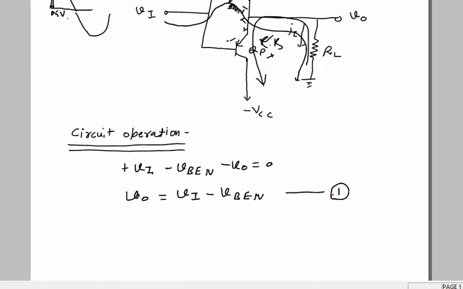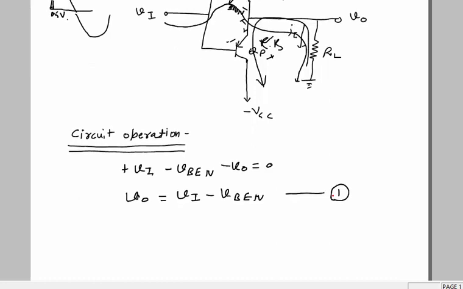So if the input goes negative by more than about 0.5 volt, QP turns on and acts as an emitter follower. Again V0 will follow Vi, but not exactly Vi. VBE of P has to be there. So in this case I can directly write V0 equals Vi. This is the ideal case. Practically it will be Vi plus VBE of P, for this equation number 2.